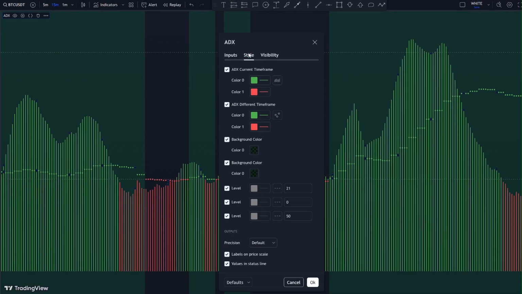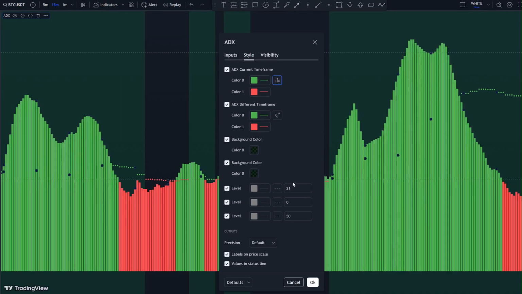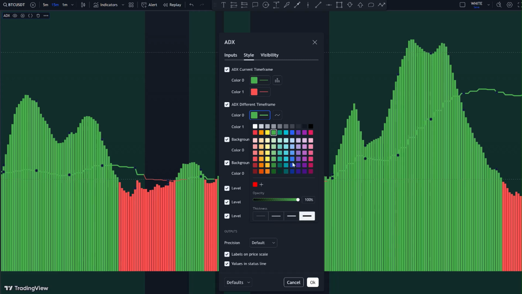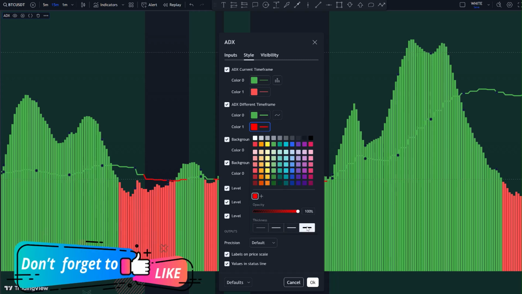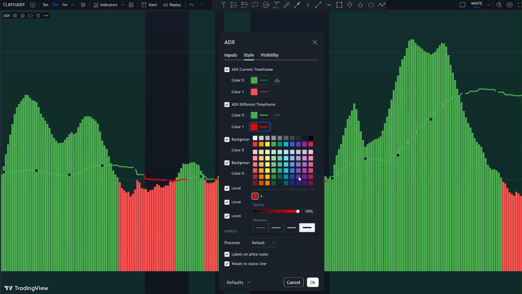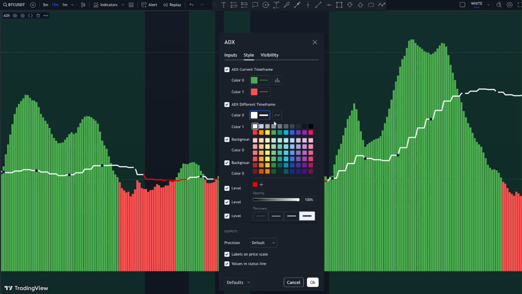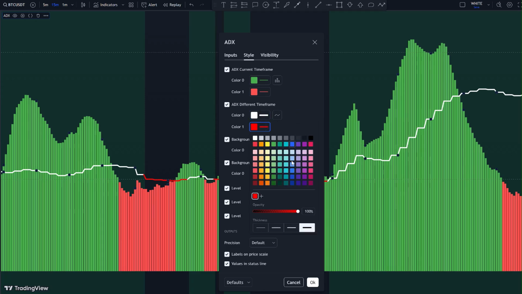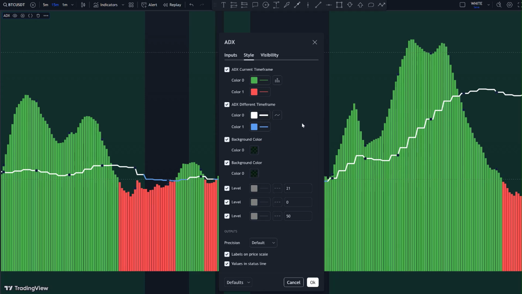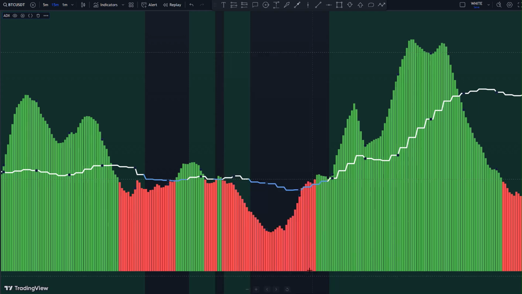After that, head to the Style tab and change the ADX current to columns. This will provide a clear visual representation of the data. Then, change the ADX different time frame to a line and make the color more visible. That way, it'll stand out, making it easier for us to spot significant changes in the market. And that's all there is to it from the ADX settings. By adjusting these parameters, you'll be better equipped to filter out those fake signals and focus on the ones that really matter. This will help improve your trading strategy and increase your chances of making profitable trades.